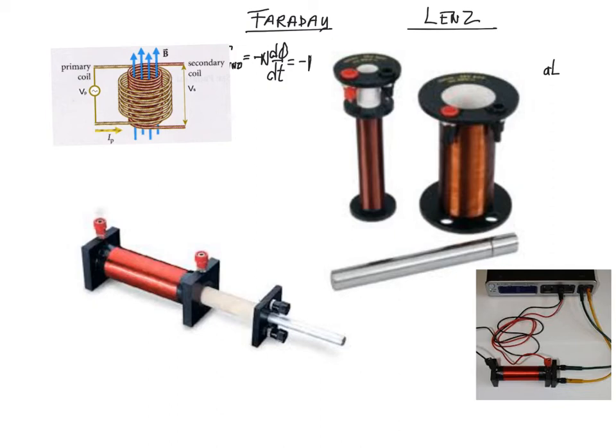Here's another similar arrangement that just stands vertically rather than horizontally. You would lower this in here. If you want it to work more efficiently, it does help to have an iron bar in there. But again, that's a detail that we needn't worry about right now.